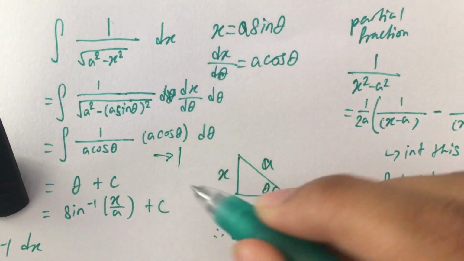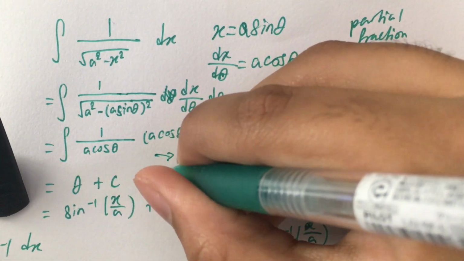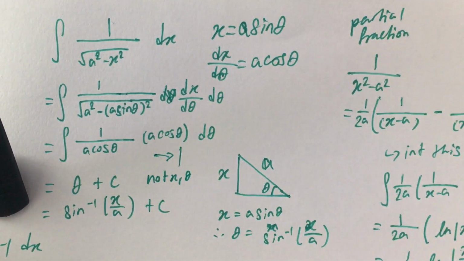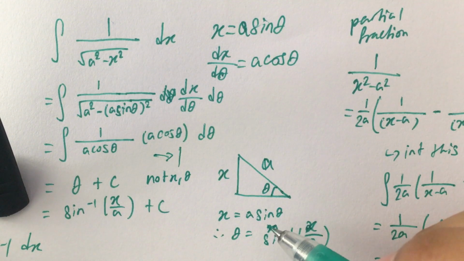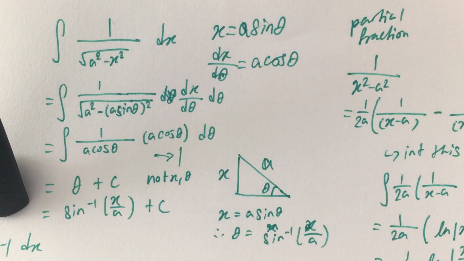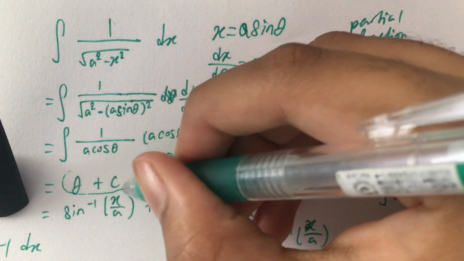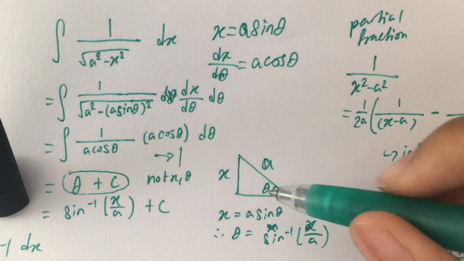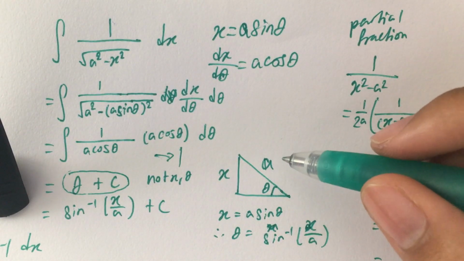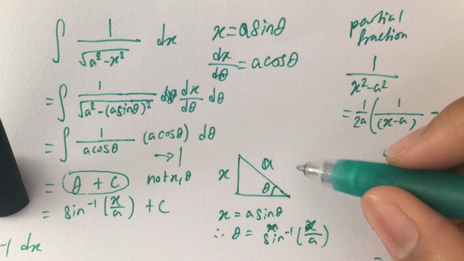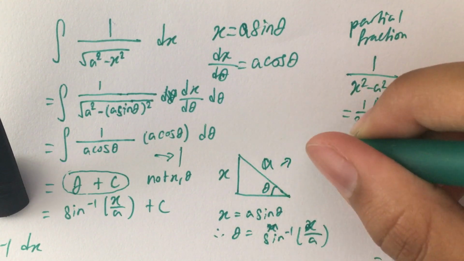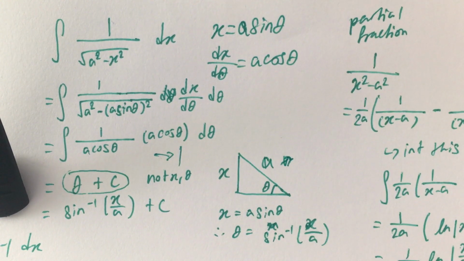So what is x in this scenario? Well, you can just draw a triangle and you have your theta in one of the angles, and since this is sine theta, your x is the opposite line. You have an adjacent line, and you have 1 as your hypotenuse.